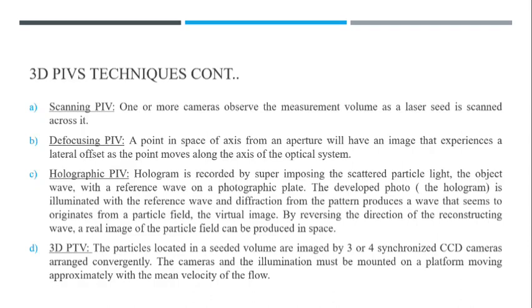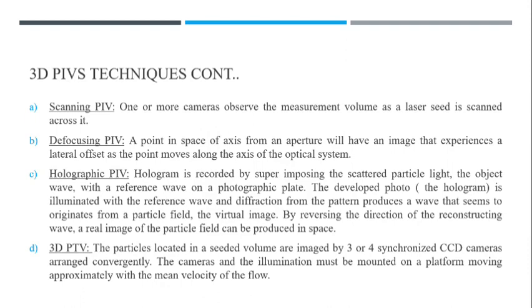Third one is holographic PIV. A hologram is recorded by superimposing the scattered particle light, the object wave, with a reference wave on a photographic plate. The developed photo, the hologram, is illuminated with the reference wave, and diffraction from the pattern produces a wave that seems to originate from a particle field, the virtual image. By reversing the direction of the reconstructing wave, a real image of the particle field can be produced in space.